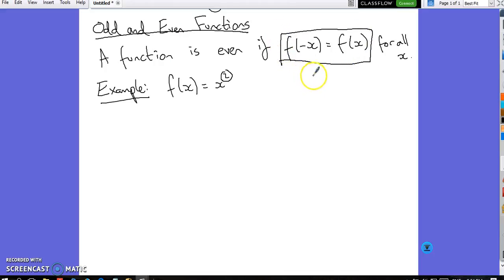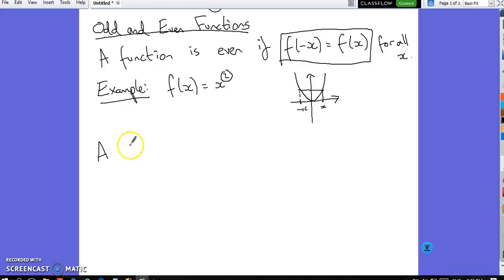And it just means that for any value x and its counterpart, so here we have x and here we have minus x, they're going to give you the same y value.